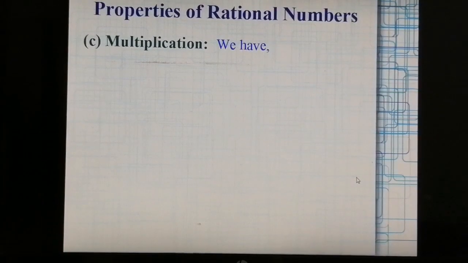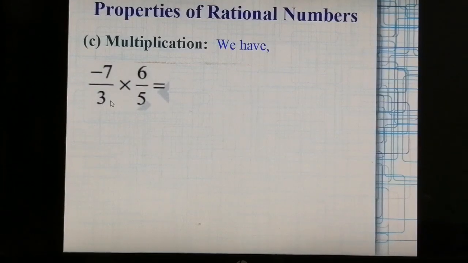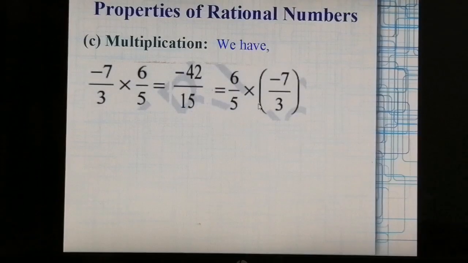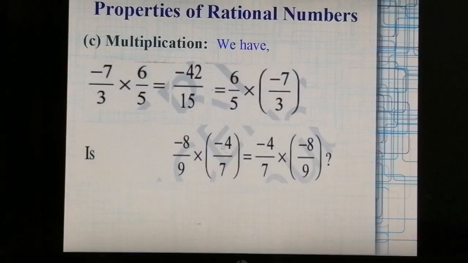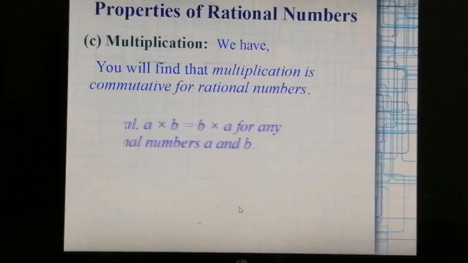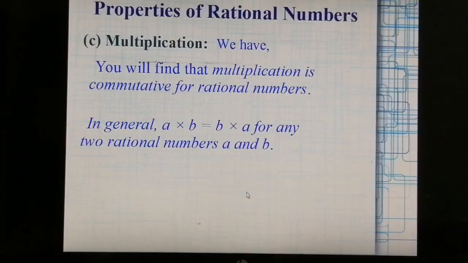And for multiplication we have minus 7 over 3 multiplied into 6 over 5. That is minus 42 over 15. Okay, so here we can see left hand side is equal to right hand side, means in both cases we get the same result. And we say multiplication is commutative for rational numbers. In general, a multiplied into b is equal to b multiplied into a for any two rational numbers a and b.